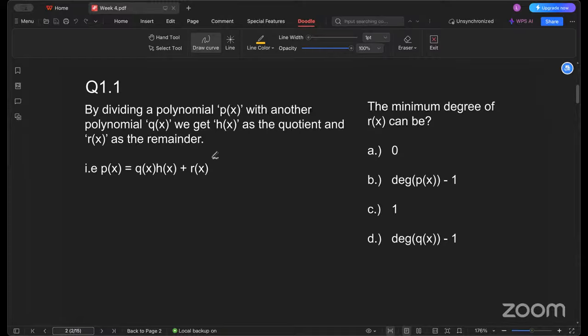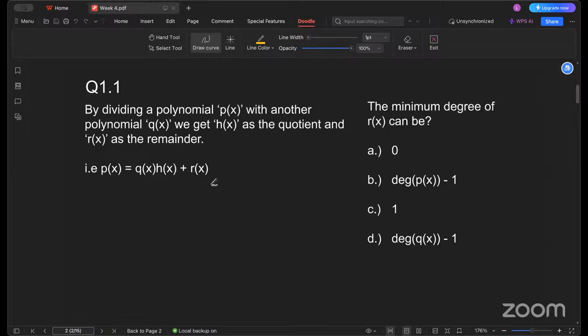Take any polynomial, not just r of x. For any polynomial, what can be the minimum degree? 1. Yes, right. What about 0? Ma'am, for the constant polynomial, it is 0 also. For example, the degree of 3 is 0, ma'am. Yes, exactly. So suppose r is equal to 0, can the remainder be 0? Yes, ma'am, remainder can be 0.